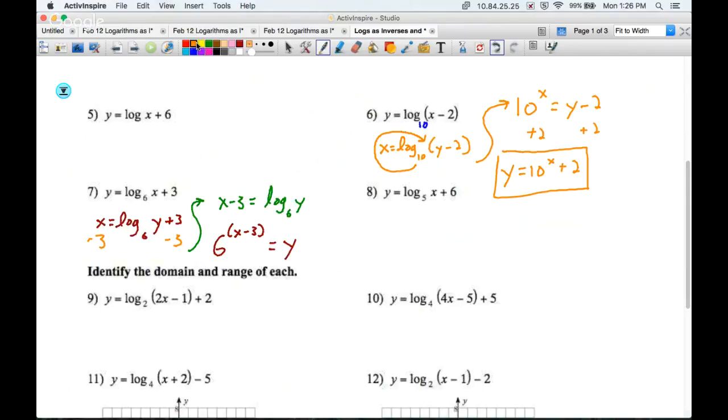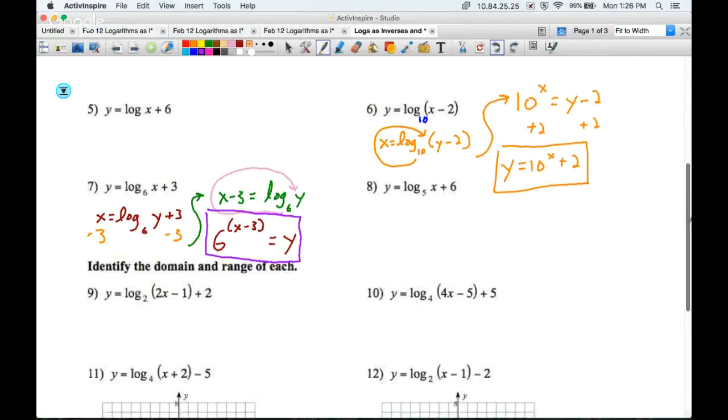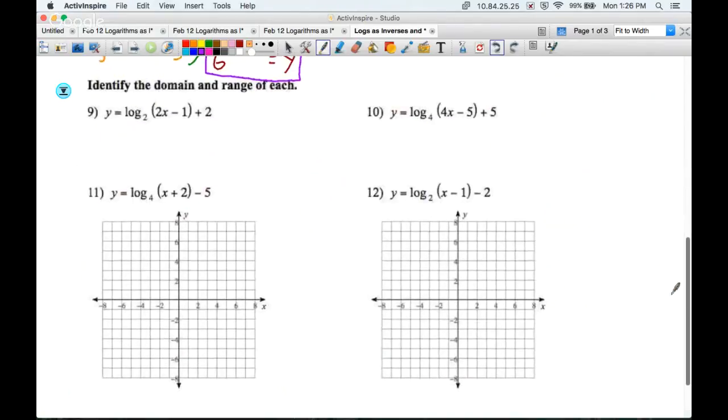To double check, you could do the swoop. 6 to the power of x minus 3 equals y. That's exactly what we wrote down here. All right, so those are the inverses of our functions. Identify the domain and range of each.